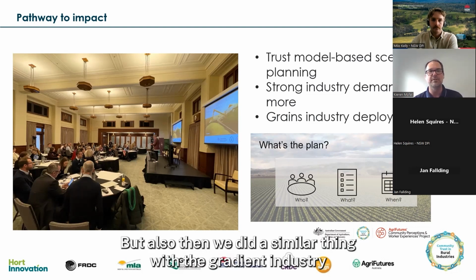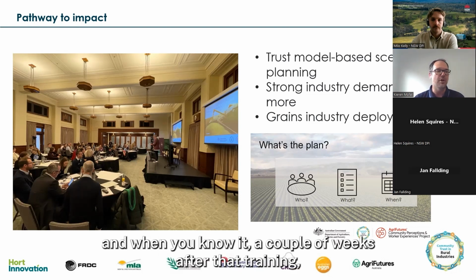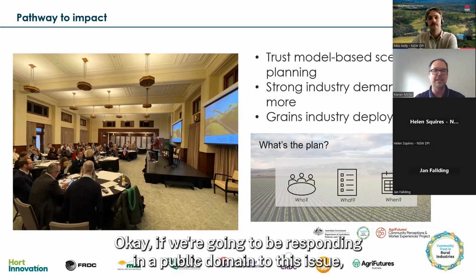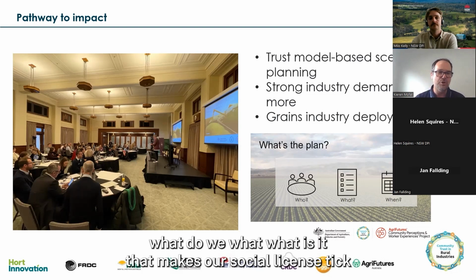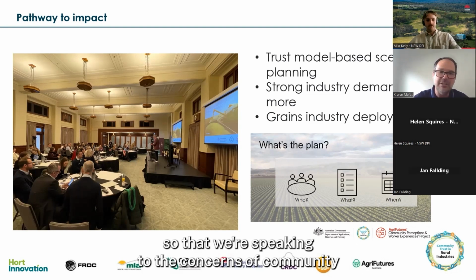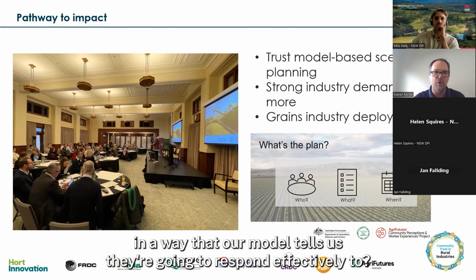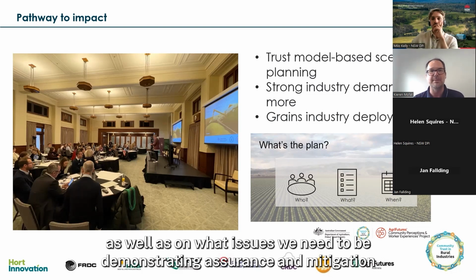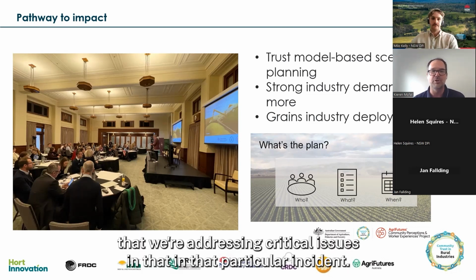But also then we did a similar thing with the grains industry. And a couple of weeks after that training, they had an overspray incident and used the model to shape up, okay, if we're going to be responding in a public domain to this issue, what is it that makes our social license tick, and how are we framing up our tactical response, our messaging, so that we're speaking to the concerns of community in a way that our model tells us they're going to respond effectively to? What do they want to hear from us, as well as on what issues we need to be demonstrating assurance and mitigation that we're addressing critical issues in that particular incident?